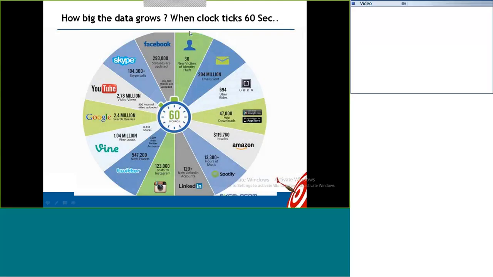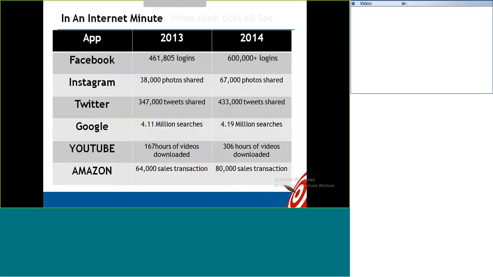Okay, so here these are all the other sources of getting the big data. In an internet minute, in 1 minute, what is happening? What are the comparisons? How is the data growing like this?